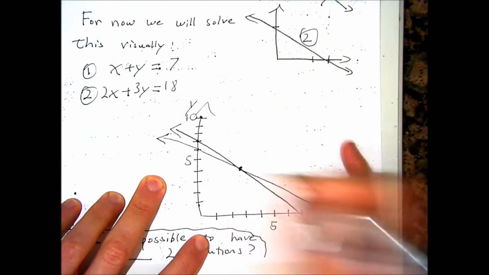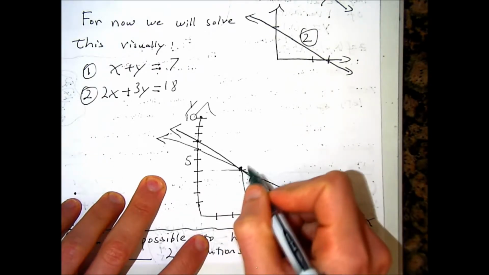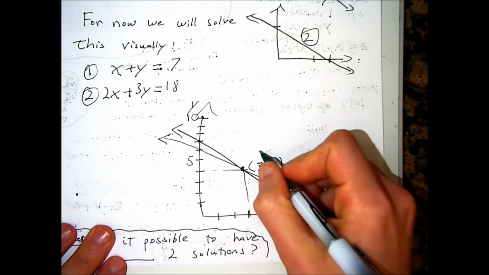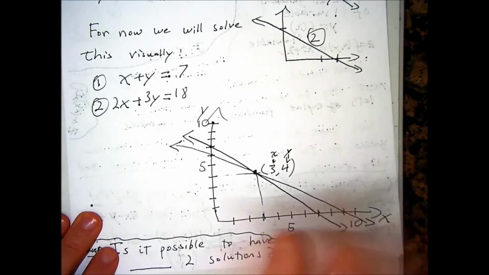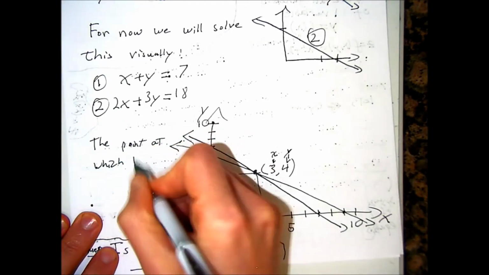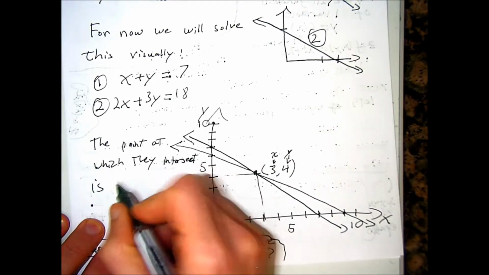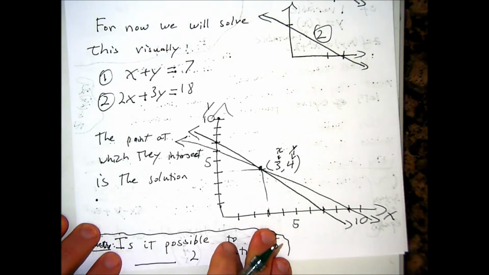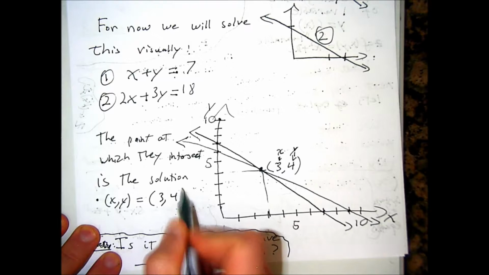This point here is supposed to be 3, 4, which is pretty close. 3, 4. So what does that mean? That means I sold 3 student tickets and I sold 4 general admission tickets. So the point at which they intersect is the solution. And yeah, that would be the point x, y is equal to 3 comma 4. I guess we could write it like that.